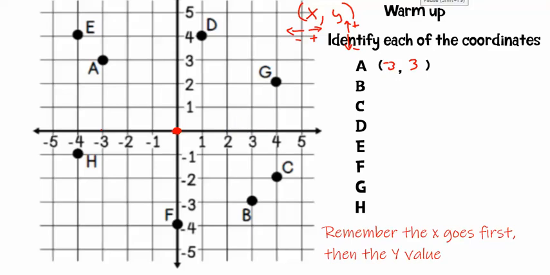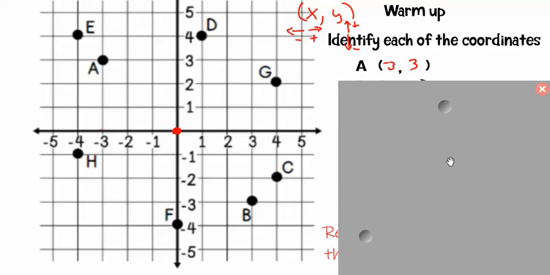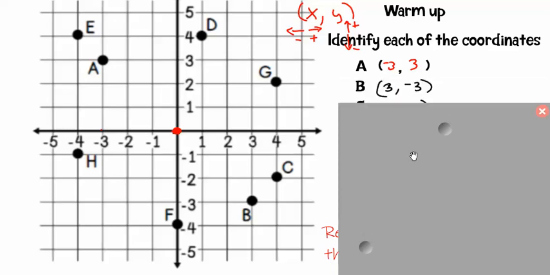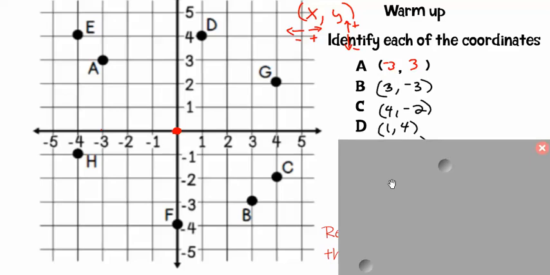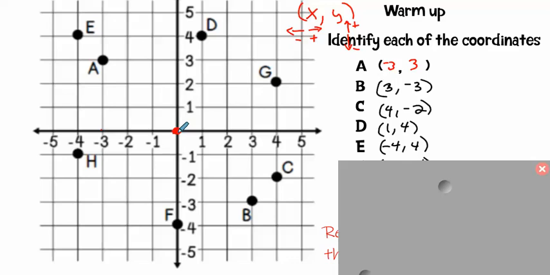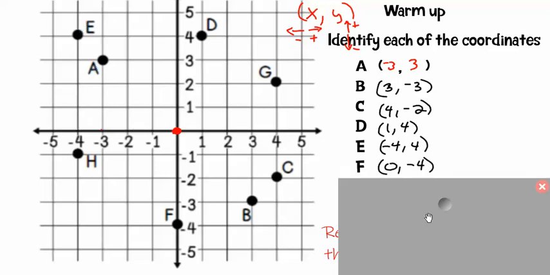All right, let's check those answers. You should have them on your table or on your paper. All right, so if I look, B, it's +3, -3. C, +4, -2. D, +1, +4. E was -4, +4. F was a tricky one.